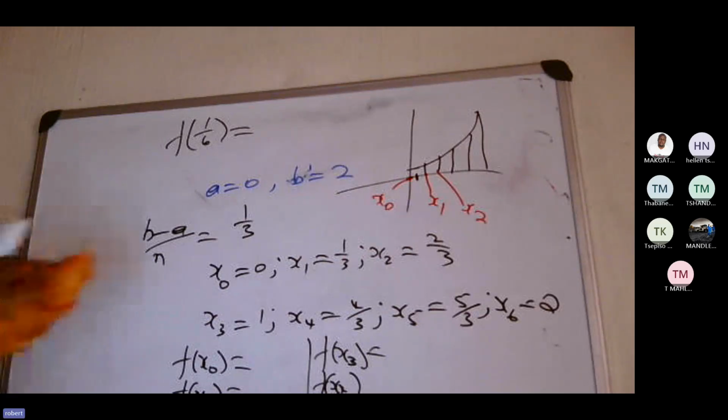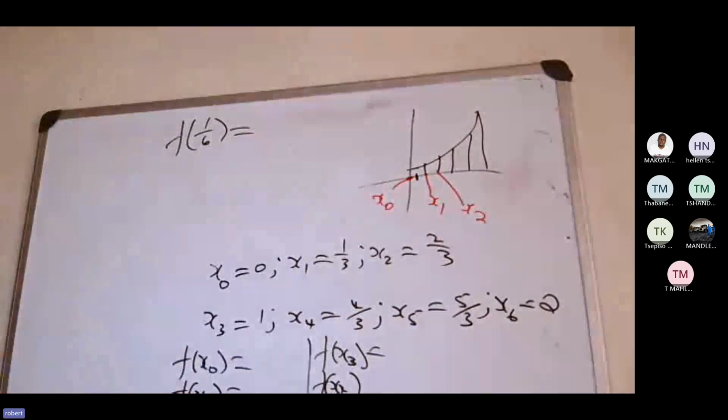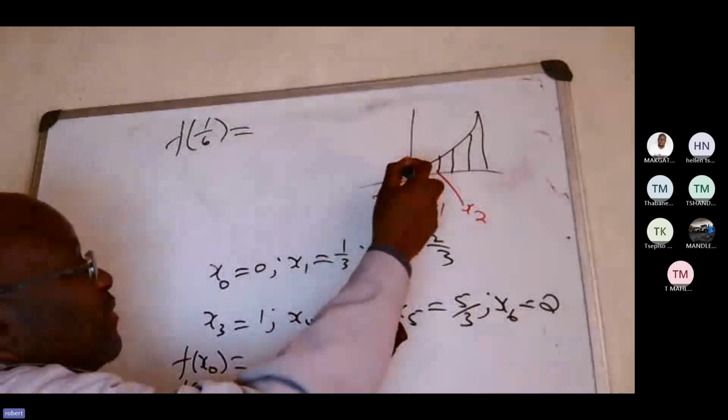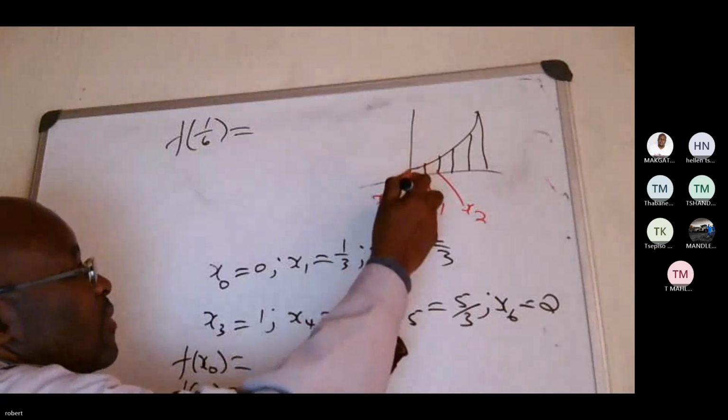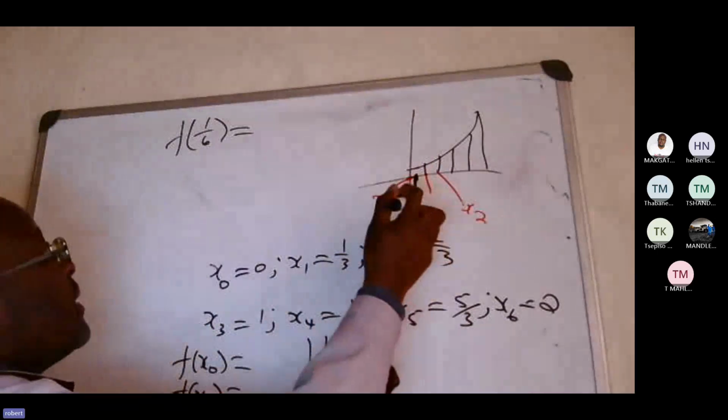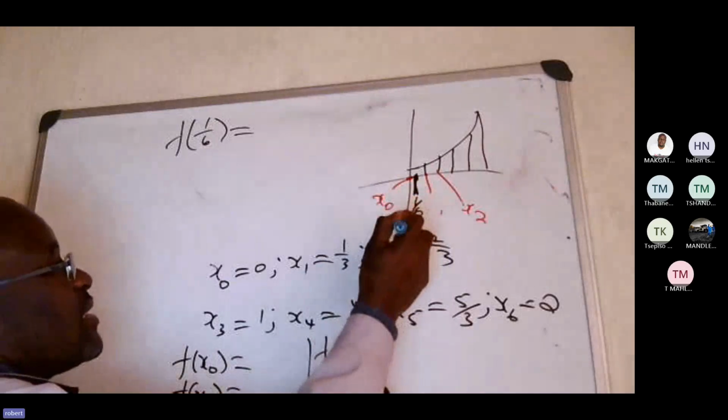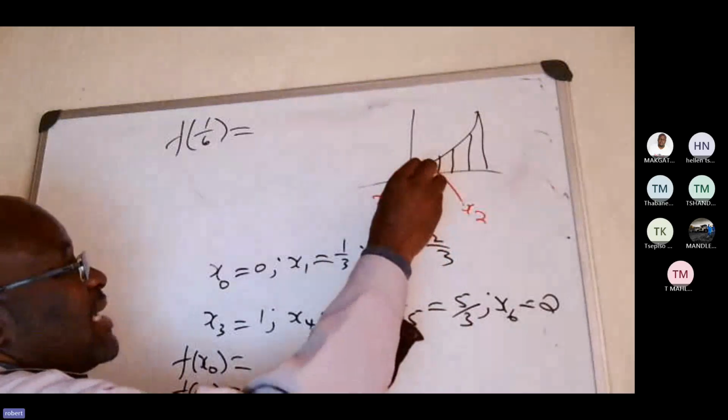Hopefully that makes sense. And here, it will now be what? If you have this as 1 over 6, then what will be x here?